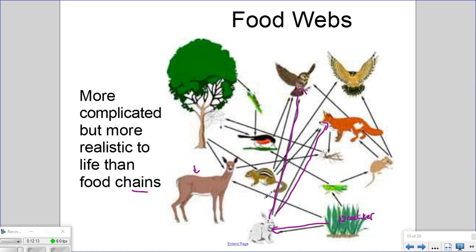Another possible food chain that we could have, again, is grass, which is consumed by the grasshopper here, which is consumed by the mouse, which can be consumed by the hawk. And this would be another food chain. So within this food web, there are many different food chains. See how many food chains you can identify.